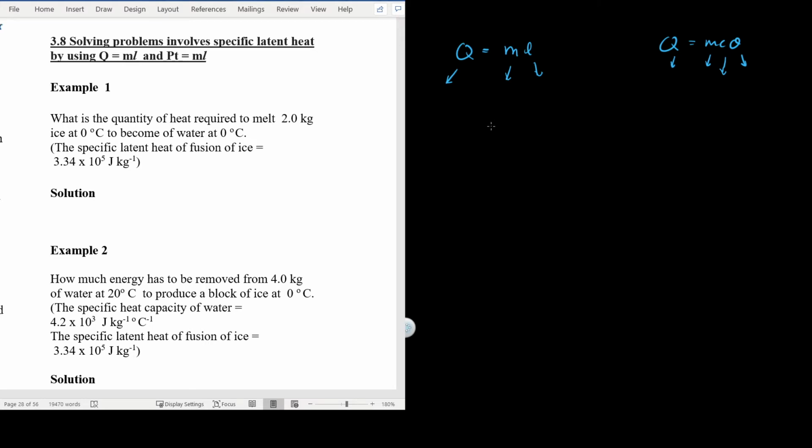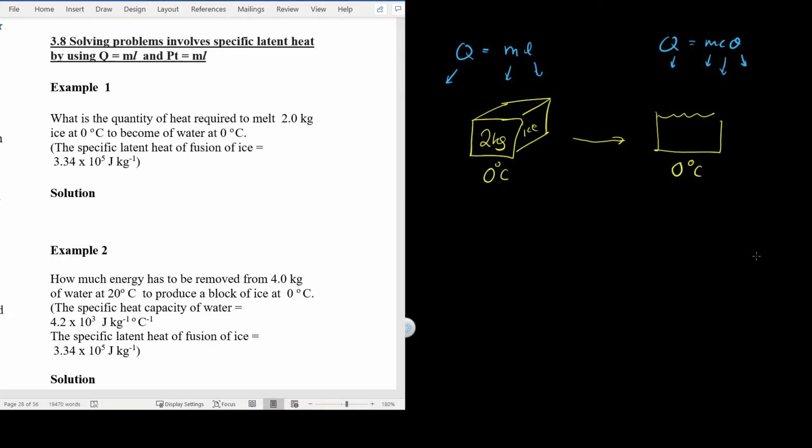Let's try to understand the story of the problem. What is the quantity of heat required to melt 2 kg of ice? We have 2 kg of ice. Let's just sketch a simple diagram. 2 kg, so this is ice at 0 degrees Celsius. And then we want to find the heat required to change the 2 kg of ice at 0 degrees Celsius into water. What about the temperature? 0 degrees Celsius. And given is the specific latent heat of fusion of ice, 3.34 times 10 to the power of 5 joule per kilogram.